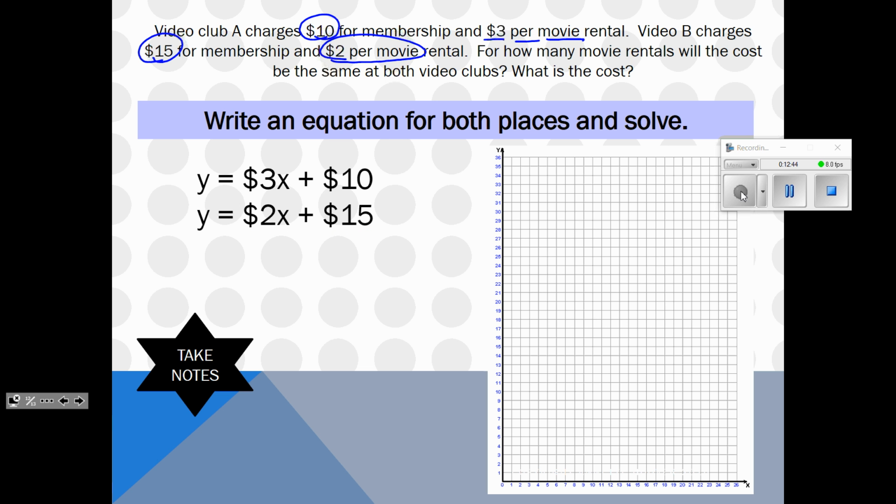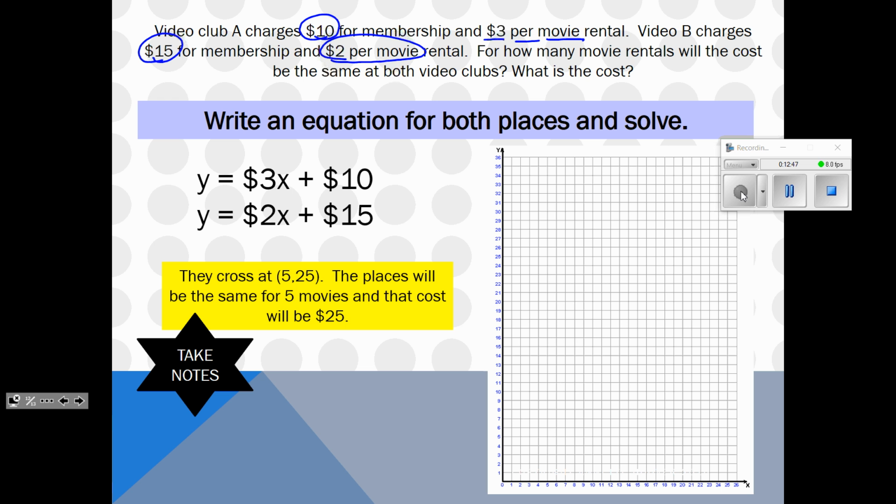If we were to graph both of these using our y-intercept and our slope, we would see that they cross at (5, 25). So that means the 5, or the x, was represented by the number of movies, and the y was represented by the cost. So that means the cost will be the same for 5 movies, which cost $25. You can always look at the way your axes are labeled. This axis would have been labeled number of movies, and this axis would have been labeled cost. And so you know that at 5 movies they cost the same.